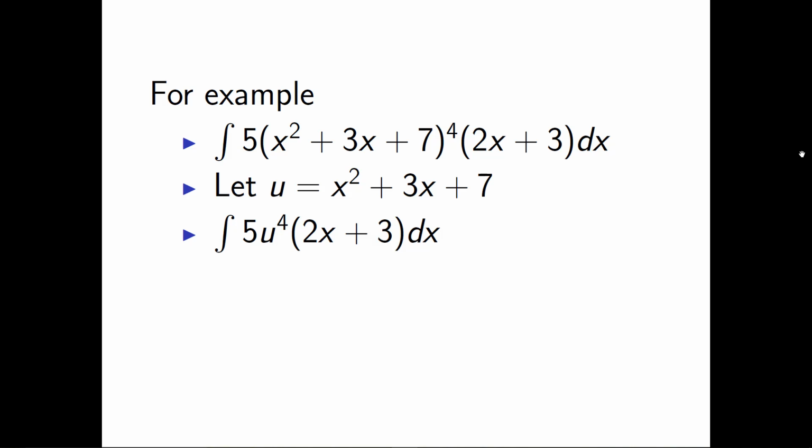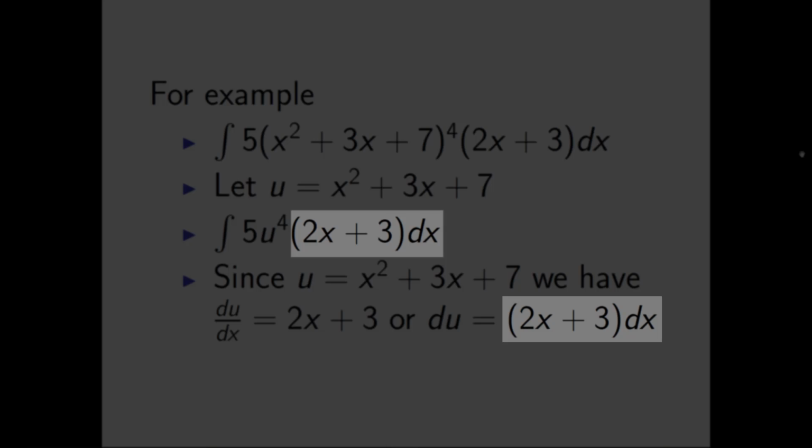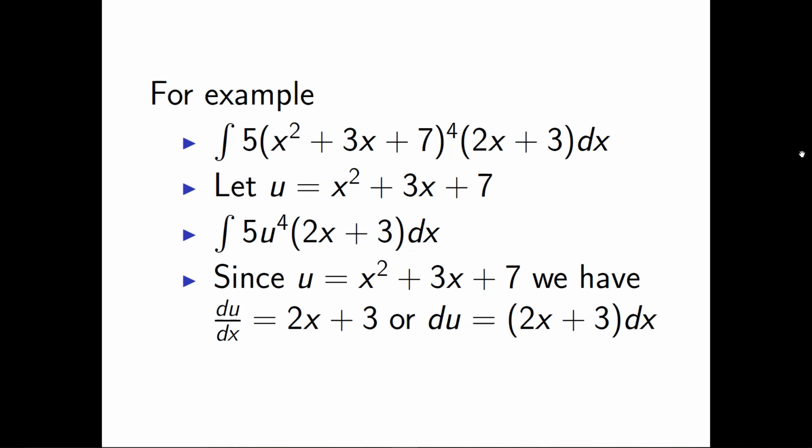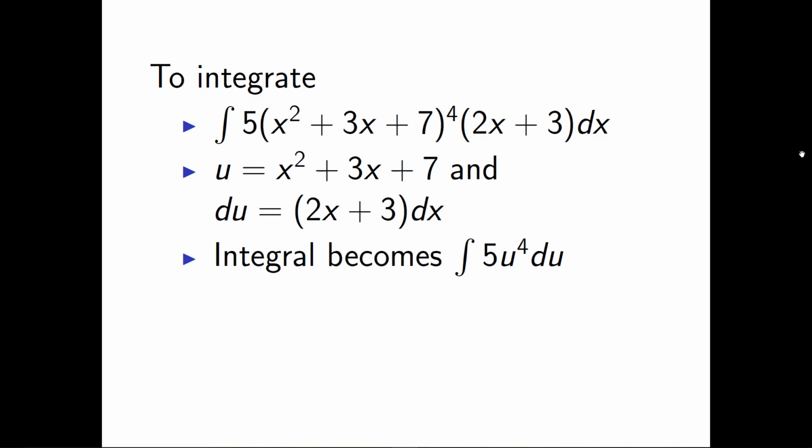Well, if we know that u equals x squared plus 3x plus 7, we also know that du/dx is 2x plus 3. We know that derivative. And so we have this differential here that du equals 2x plus 3 dx. And isn't that convenient? That 2x plus 3 dx is exactly what we have here at the end of this integral. So we can replace that 2x plus 3 dx with a du, like so. And our integral becomes 5u to the 4 du. That looks pretty simple. Certainly much simpler to integrate for us.